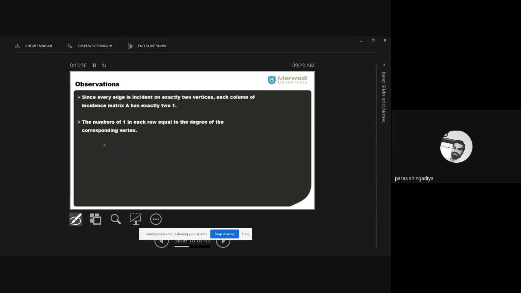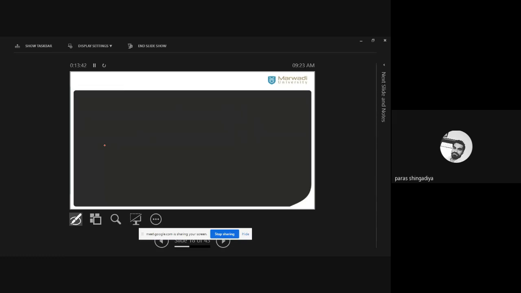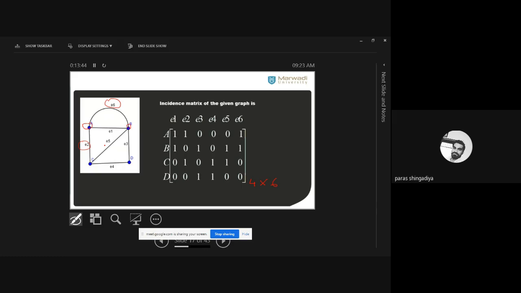The number of 1s in each row equals the degree of the corresponding vertex. Now check the number of 1s in each row, which indicates the degree of that particular vertex. The first row is for the first vertex, the second row for the second vertex, and so on. How many 1s appear in the first row? 3. What is the meaning of this 3? That is equal to the degree of that vertex. You can also verify the degree from the graph. How many edges are connected with A? 3 edges, so the degree of A is 3. Similarly, the second row also has three 1s, and the degree of B is also 3 from the graph.